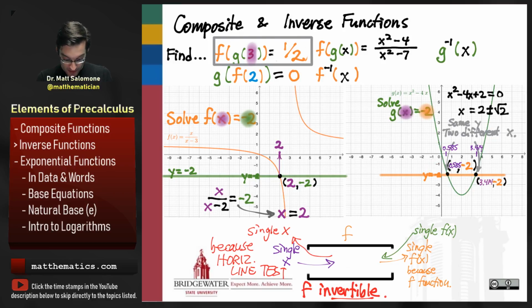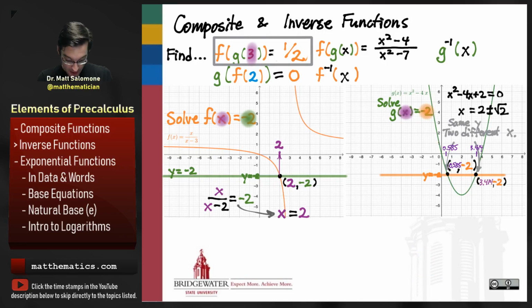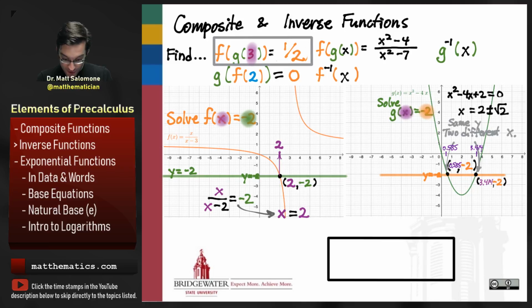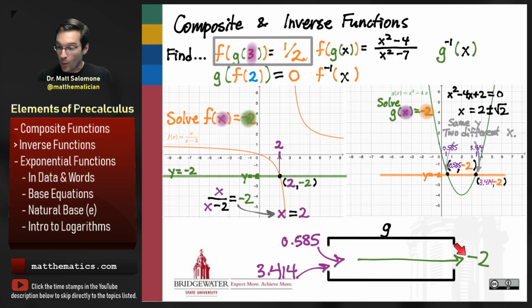Because if we imagine what g of x is doing, let me make some space down here, it's still true that because g is a function, every x that I plug in for my g function is going to give me a single value for g of x. But the example that we have right here on the graph shows that there's two different values of x that, when I plug those x values into my function, I end up getting the same y value at the end, right? g of this number is equal to -2, but g of that number is also equal to -2.